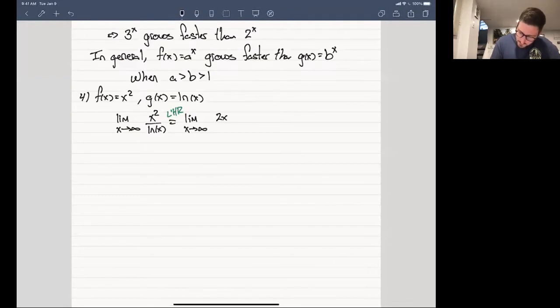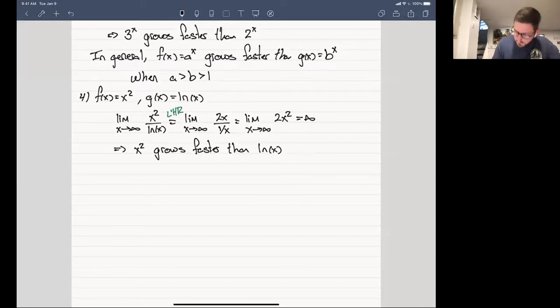So in this case, the x squared on the top differentiates down to 2x. And I get 1 over x on the bottom from the natural logarithm, which I can simplify out that fraction now. And I get 2x squared, which is equal to infinity, which tells me x squared grows faster than the natural logarithm of x.